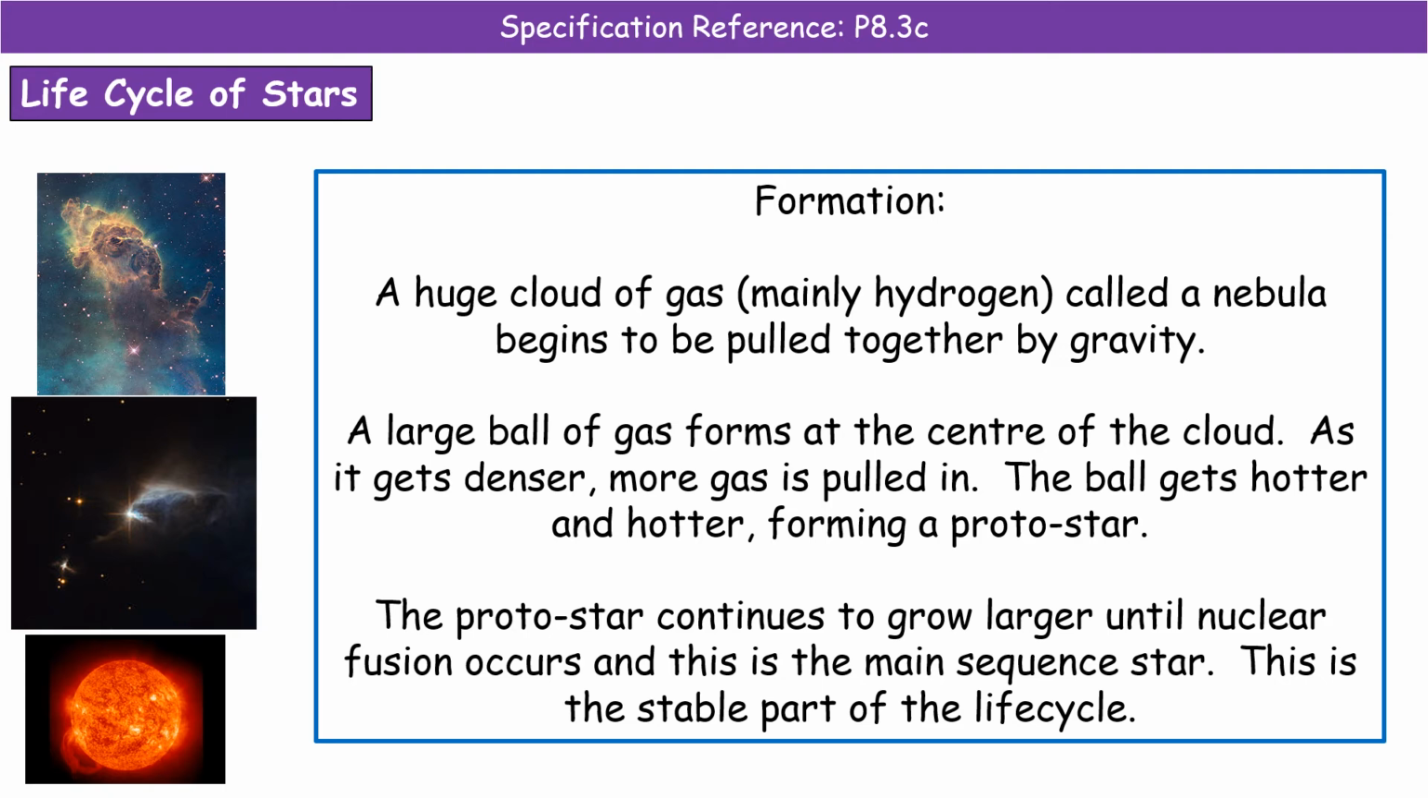So when we're at the point of nuclear fusion, we're at that balance between gravity pulling the gas in and the expansion of the hot gases pushing out. That is a main sequence star. That's the stable part of the life cycle and where a star can sit for many, many, many years. That's where our sun sits now as the main sequence star.